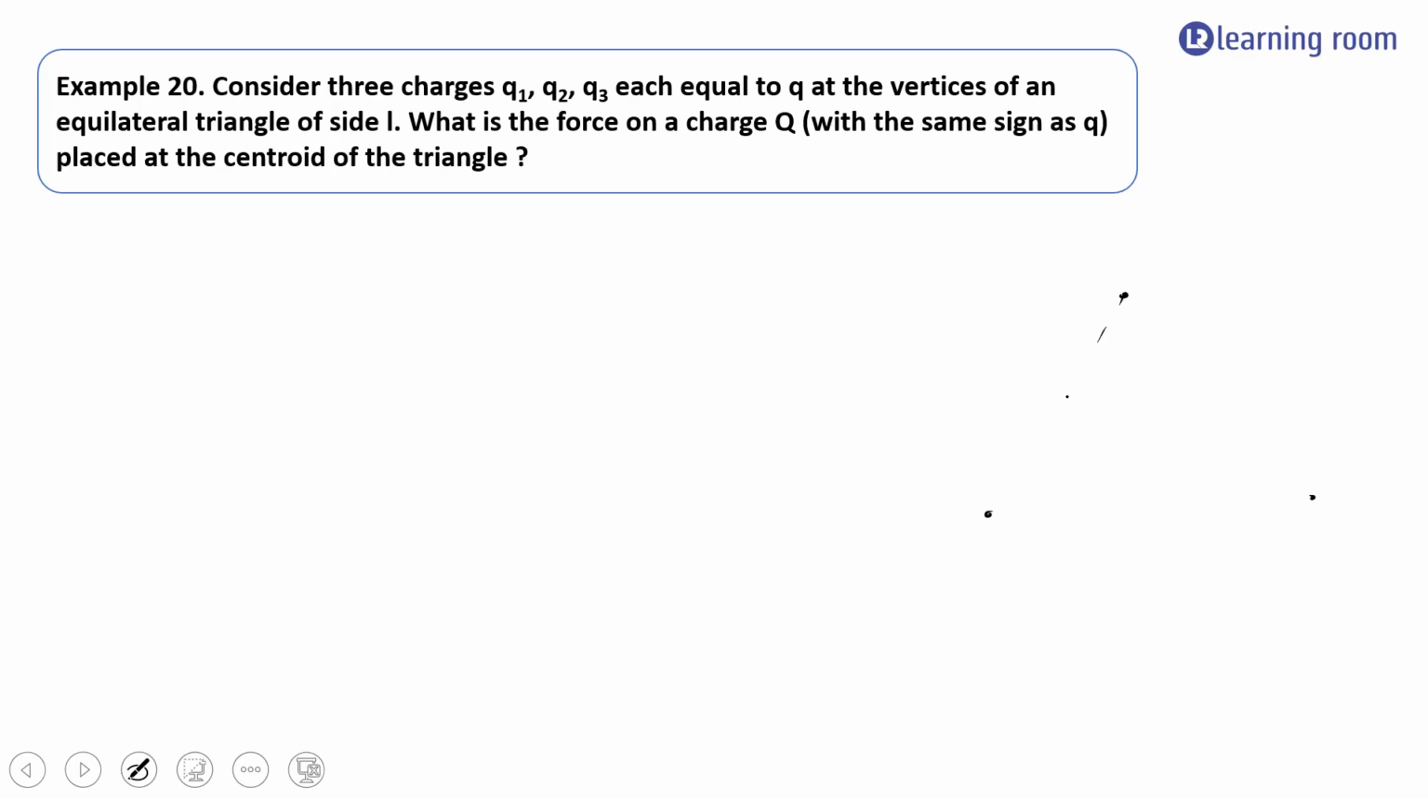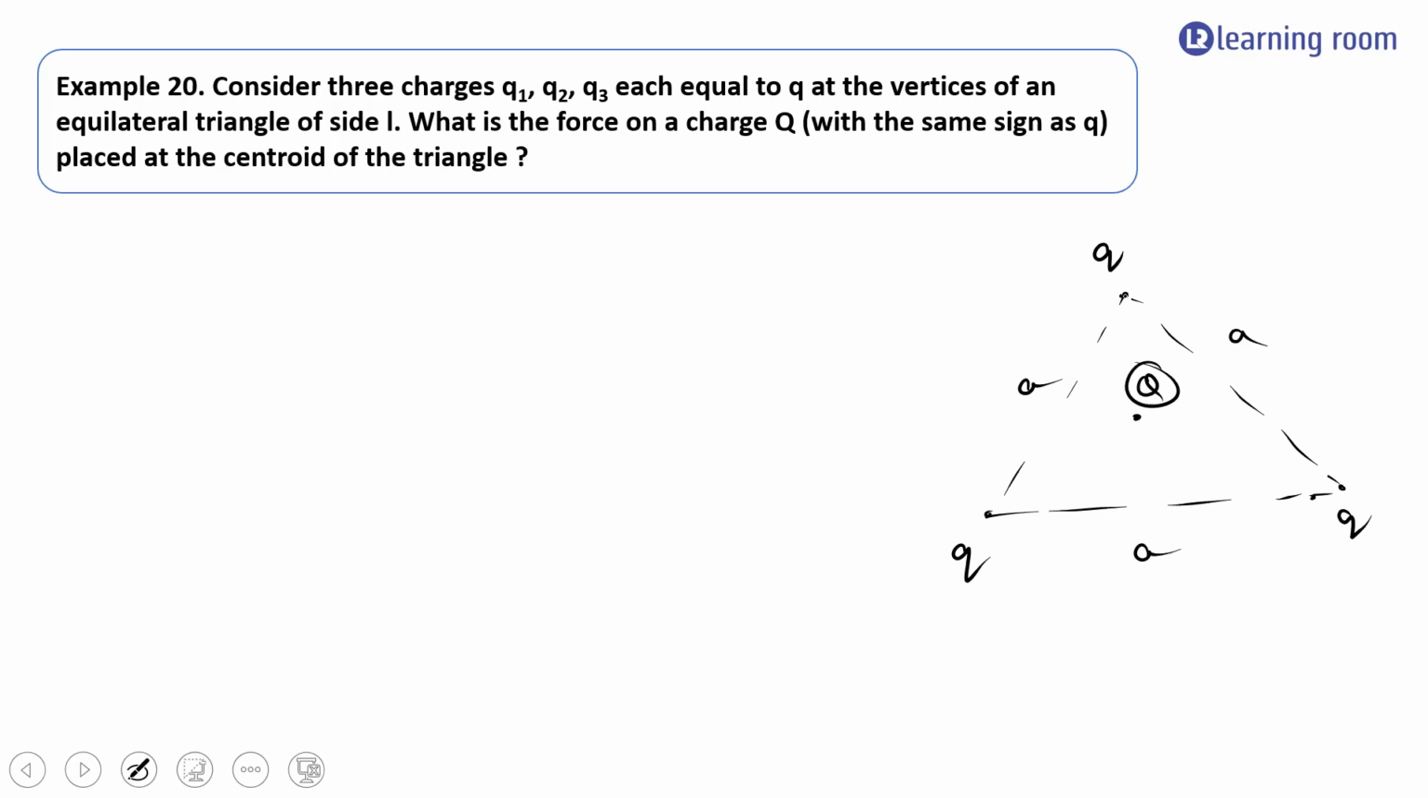So there are three charges placed at the vertices of an equilateral triangle, q, q, and q. And let's say each side is a. There is a fourth charge, capital Q, of the same sign as that of the small q, placed at the centroid of the triangle. Now, what are we supposed to do? Calculate the force experienced by this charge, capital Q, due to the remaining system of charges. How do I proceed?